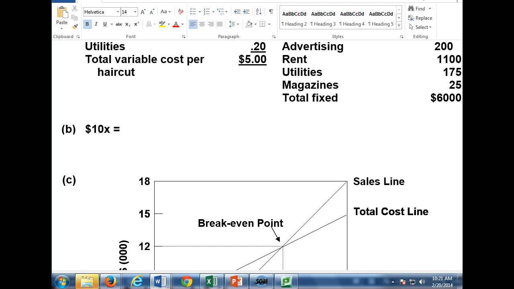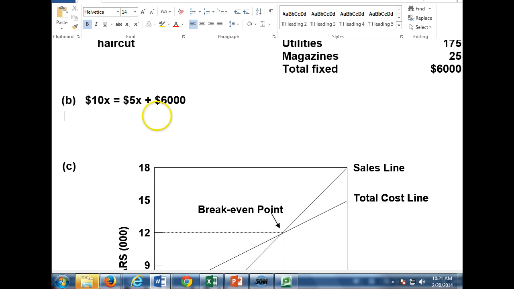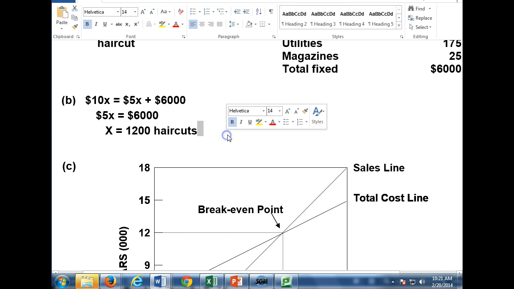$10 times the number of haircuts is going to equal our variable cost times each haircut plus our fixed cost of $6,000. If we carry this out, we'll have 5x equal $6,000. So x means we need to have 1,200 haircuts. And if we have 1,200 haircuts at $10 a haircut, we'll make $12,000, won't we?